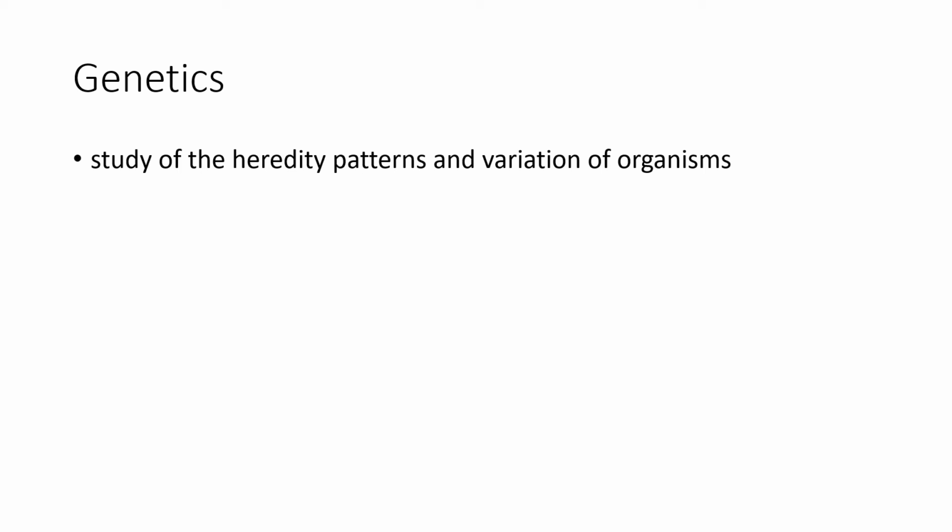Genetics in general is the study of hereditary patterns and variations in organisms. This is what we just finished covering in our last unit. So when we were covering things like Punnett squares and codominance and incomplete dominance, things like that, those are hereditary patterns and variations.